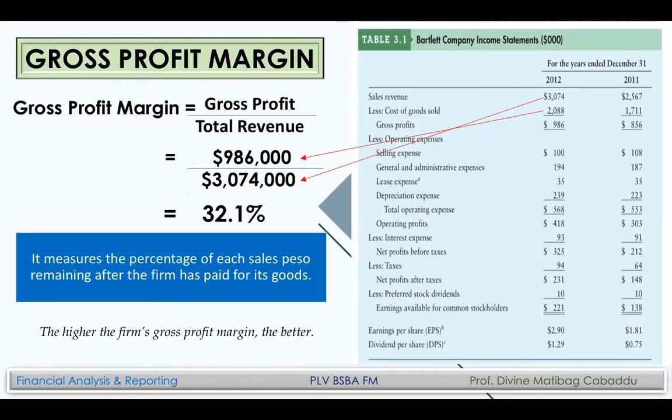That means to say, your cost of goods sold or puhunan is 67 pesos and 90 centavos. Tama? So 100 pesos minus 67 pesos and 90 centavos is equal to 32 pesos and 10 centavos. So the higher your gross profit margin, the better. Now, let's proceed to operating profit margin.